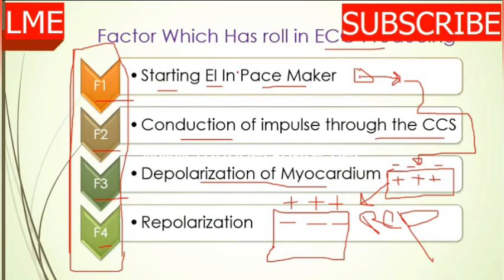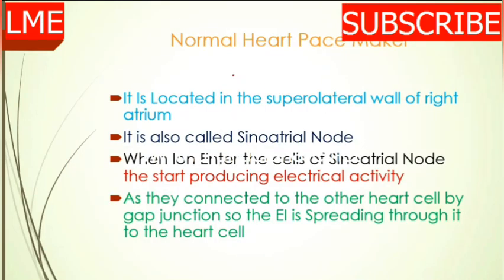As I mentioned here, starting electrical impulse in the pacemaker is the first factor in ECG producing. So you should know what this pacemaker is. I'm telling about this pacemaker in this slide. So what is the normal heart pacemaker, or simply pacemaker?